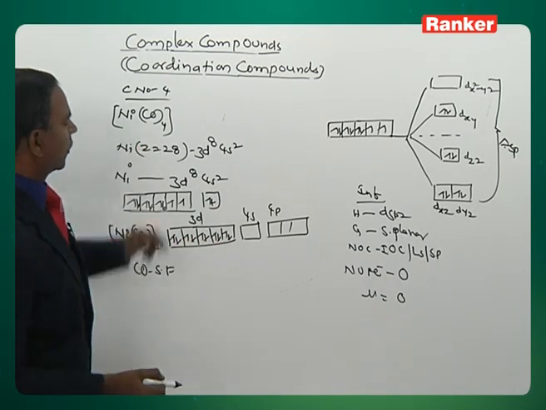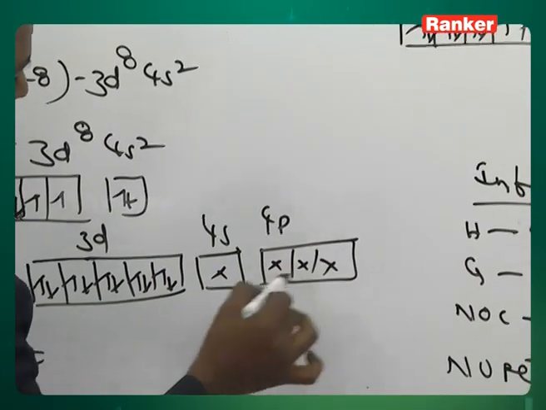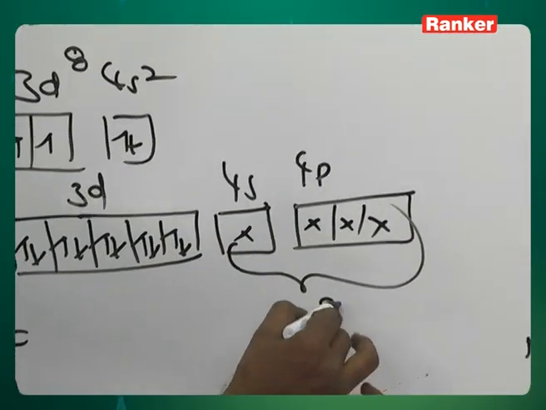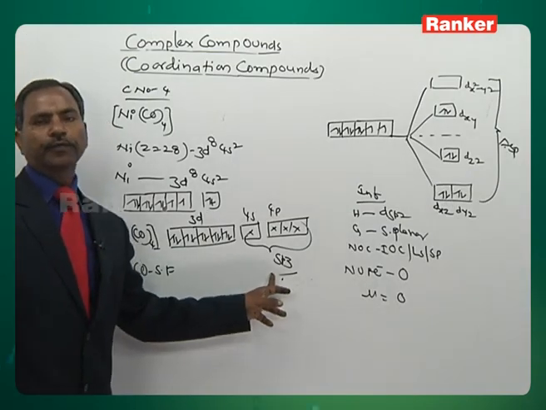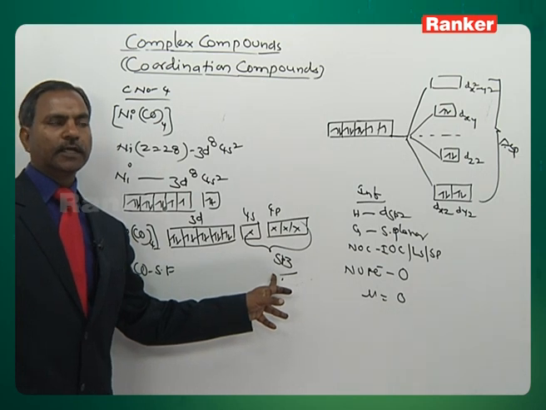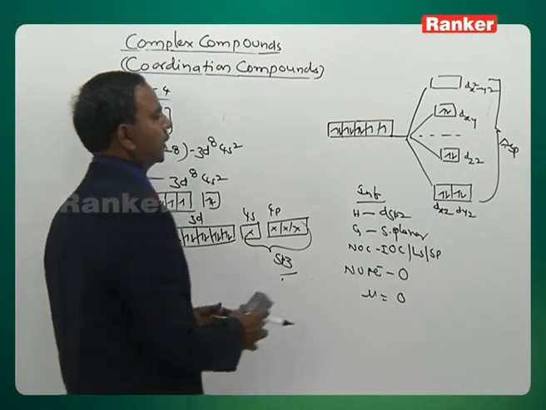Then the coordination number is 4. Then sp3 hybridization, 1, 2, 3, 4. This is sp3 hybridization. Once sp3 hybridization is there, we can say that it is tetrahedral. Let me show the splitting of orbitals in the tetrahedral geometry.